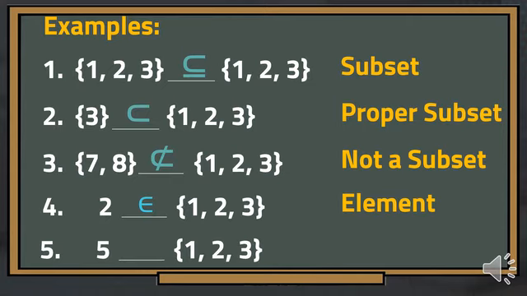Number 5, alright, 5 is blank to the set with elements 1, 2, and 3. What symbol? Very good. 5 is not an element. So this is not an element. Okay, this is not an element.